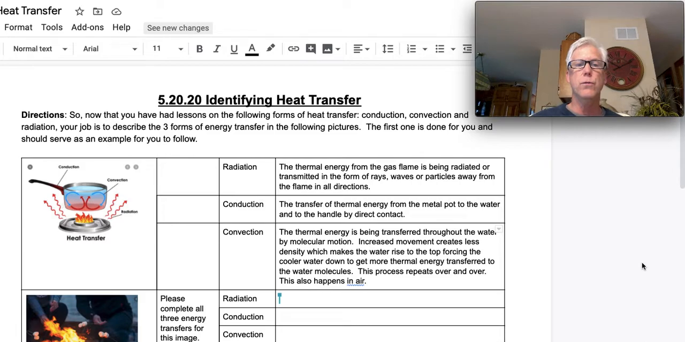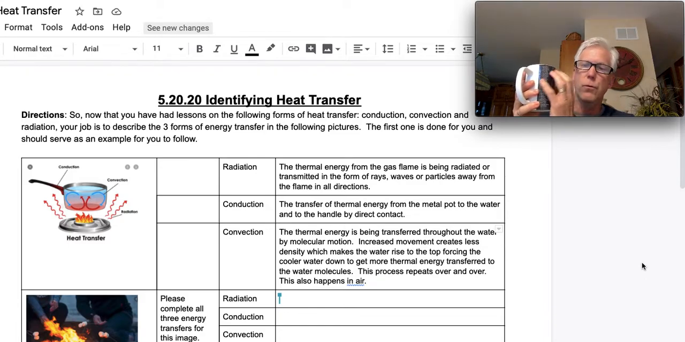It moves by conduction, where thermal energy transfers from one surface to another. Like when we put our hands together, or I grab my coffee cup, and the thermal energy is transferred through the hot coffee, through the cup, and then into my hands. Then we talked about convection.